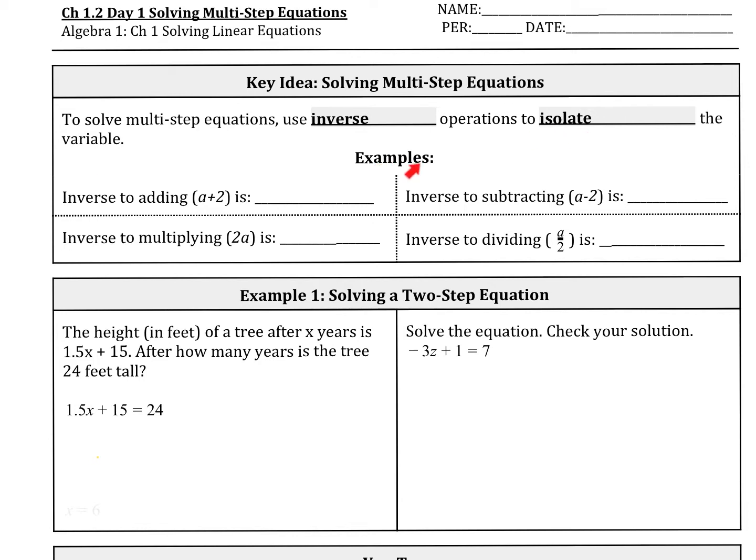For example, the inverse of adding, a plus 2, is subtracting 2. The inverse of multiplying, 2a, is dividing by 2. The inverse of subtracting, a minus 2, is adding 2. The inverse of dividing, a over 2, is multiplying by 2.